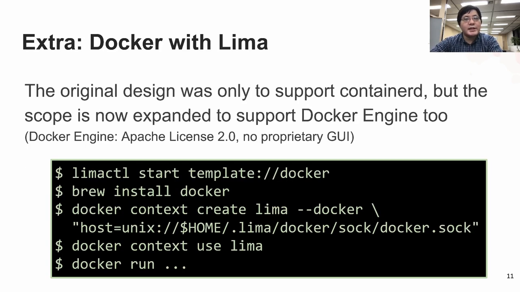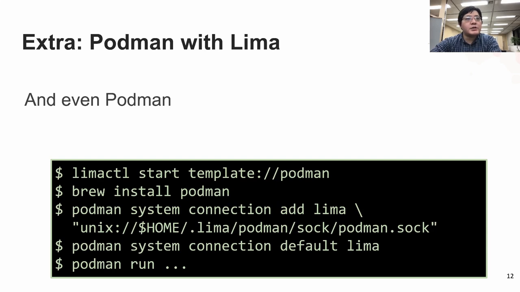Lima was originally designed only to support containerd, but now we expanded the scope so you can even run Docker inside Lima too. By Docker, I mean the open source version of Docker Engine. It lacks the proprietary GUI, but the file system mounting and port forwarding are supplied by Lima. So basically, it's very similar to Docker Desktop, except that it lacks the GUI. And even Podman, like this.